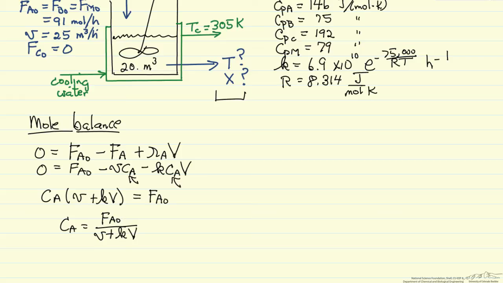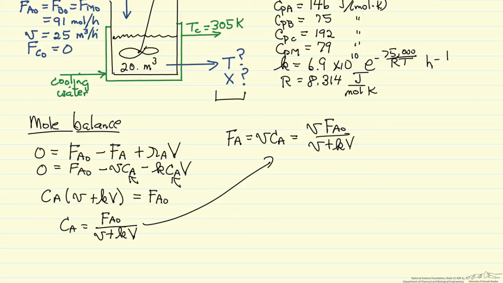Now I want to calculate conversion. That turns out to be an easy parameter to plot as a function of temperature to solve this. So first I'm going to calculate the flow rate. The flow rate of A leaving is going to be the volumetric flow rate times the concentration of A. Substituting in here, FA0 over the volumetric flow rate, K times volume. And then I can rearrange this. So I've written the flow rate leaving the reactor in terms of the entrance flow rate, the rate constant, and now the space-time, the volume of the reactor divided by the volumetric flow rate.